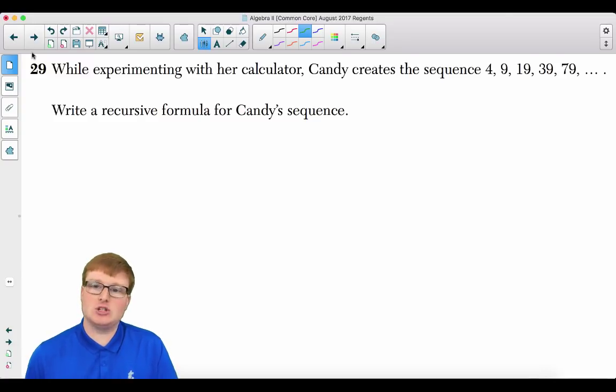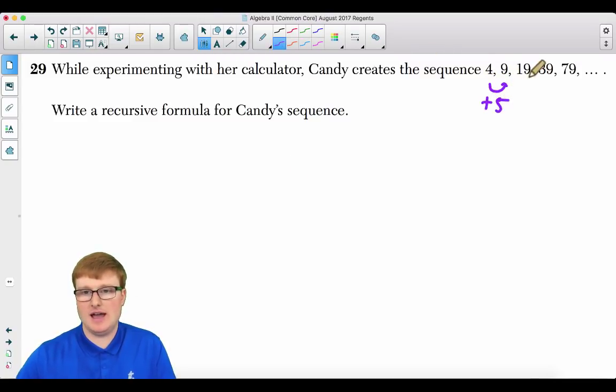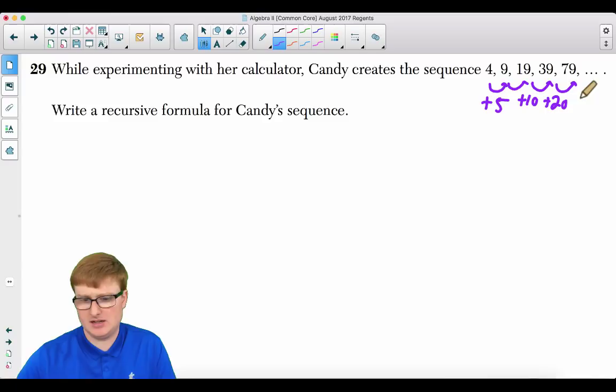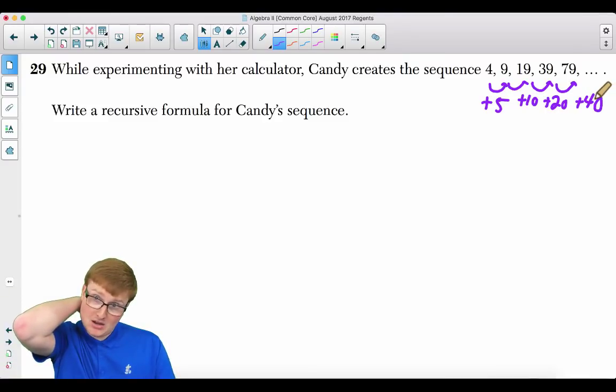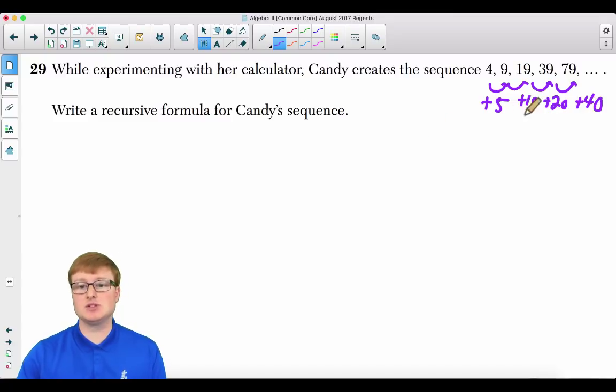So it looks like for the first part, we're adding by 5. Then all of a sudden we're adding by 10. Then all of a sudden we're adding by, looks like, 20. Then all of a sudden it looks like we're adding 40. But all of that could be represented as multiplying by 2. Actually, can it?